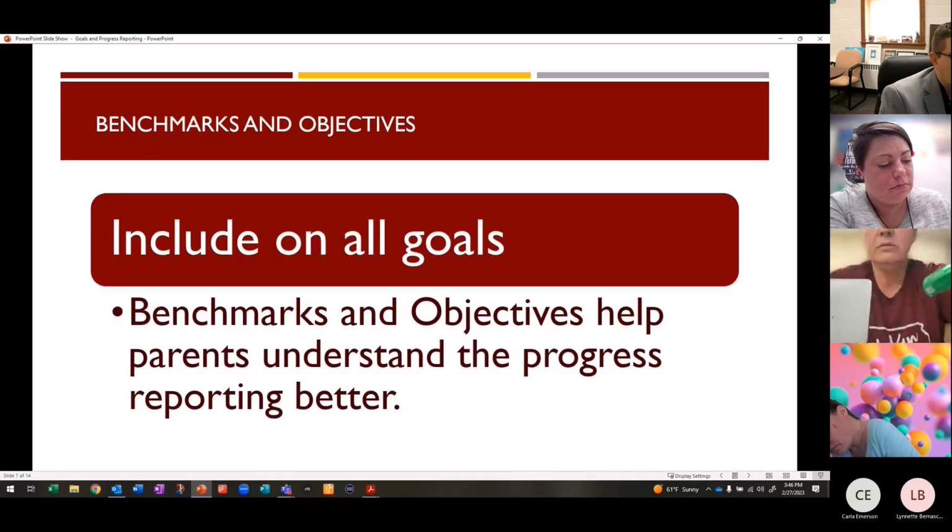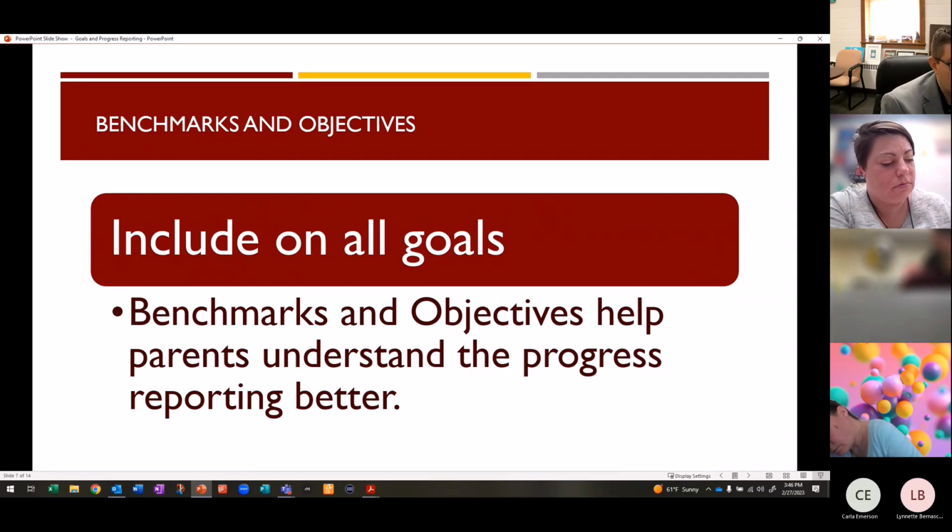When it comes to benchmarks and objectives, in our co-op, we recommend that all goals include benchmarks and objectives. And while they are not legally required for every IEP, I think that they support better parent communication and better parent understanding of the progress that is reported.